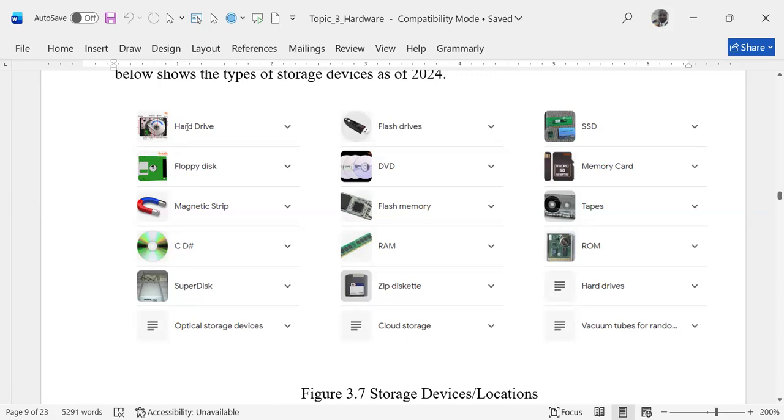We have the hard drive, the popular default storage where all your programs are stored. You have the flash drive, you have flash memory. You are aware of all this. These are different storage approaches or devices.